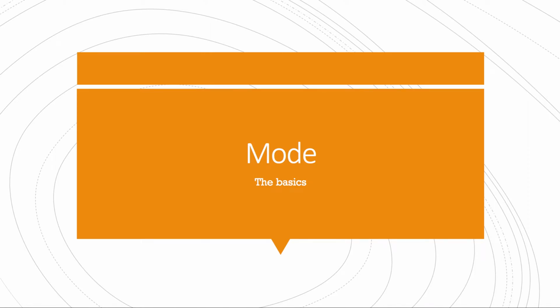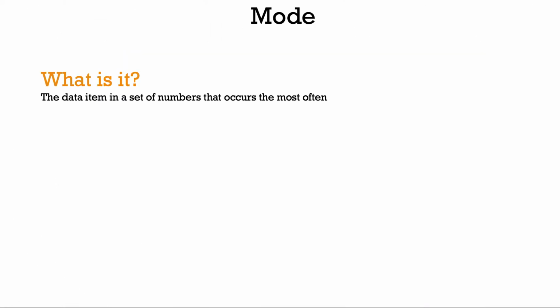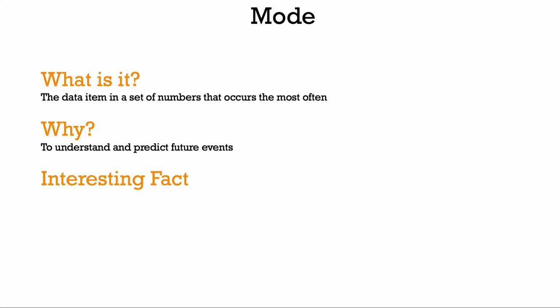Mode, the basics. What is it? The data item in a set of numbers that occurs the most often. Why? To understand and predict future events.